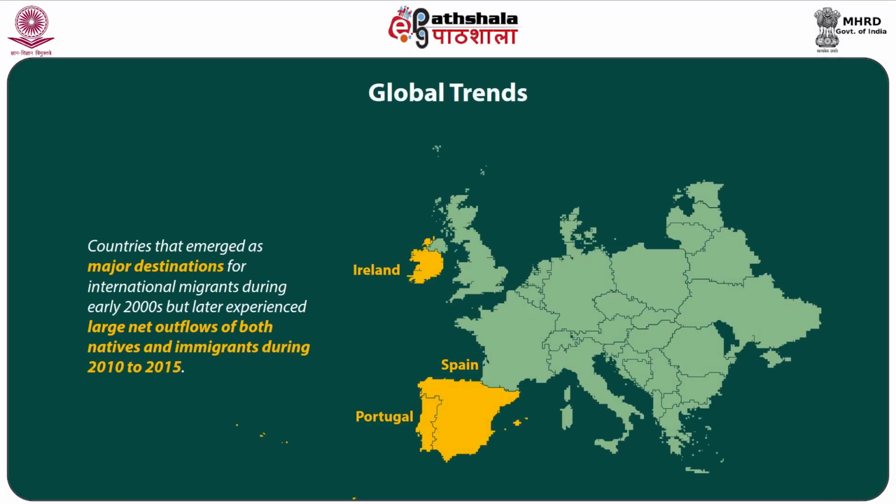Another 15 countries worldwide transitioned from being a net immigration country between 2000 and 2010 to being a net emigration country between 2010 and 2015, and these include Ireland, Portugal and Spain. These were countries that emerged as major destinations for international migrants during the early 2000s, but later experienced large-scale net outflows of both natives as well as immigrants during 2010 and 2015.